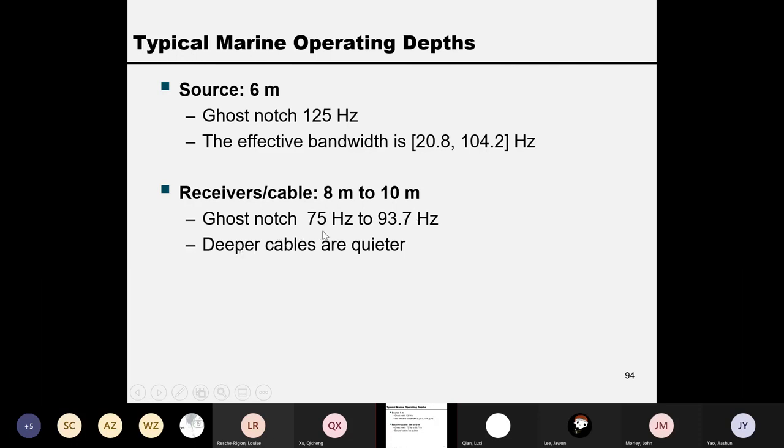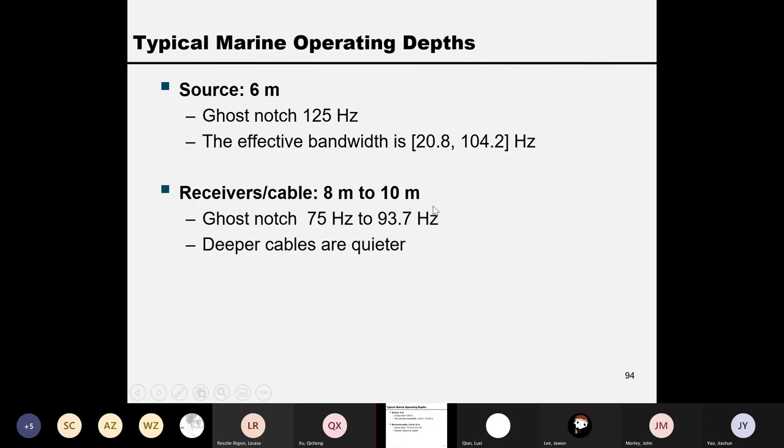Okay, so the ghost notch is about 75 to 93, 94 hertz. Okay. For a deeper cable, the ghost notch is smaller, narrower. So that means, for example, source at 6 meters and receiver at 10 meters.